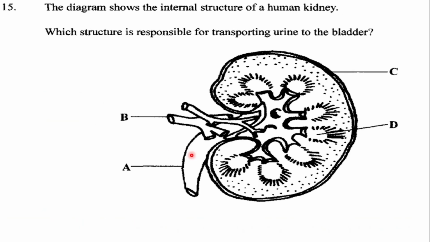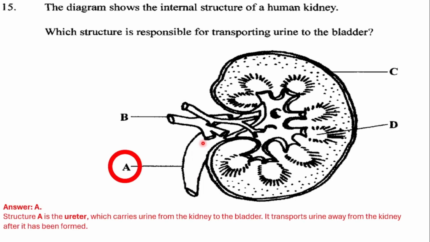Let's move on to question number 15, and it says, the diagram shows the internal structure of a human kidney. Which structure is responsible for transporting urine to the bladder? This is definitely going to be A, this structure, and this structure is definitely the ureter. So structure A is the ureter, which carries urine from the kidneys to the bladder.